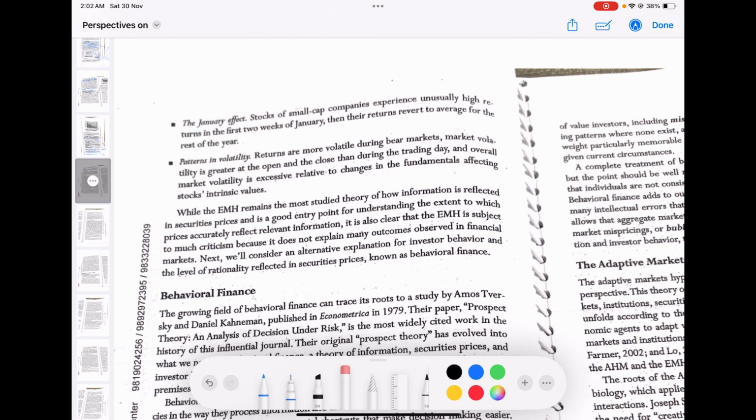Okay, give me a second. I need to take a picture of the January effect.